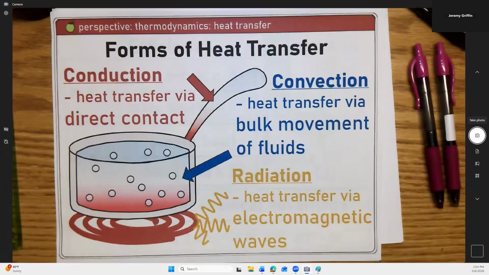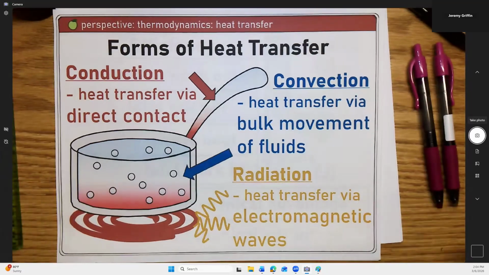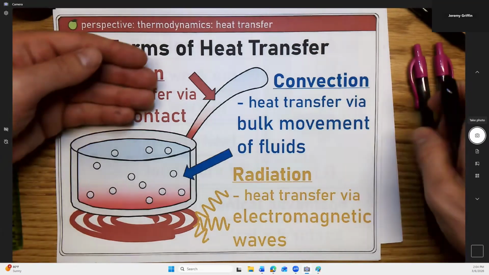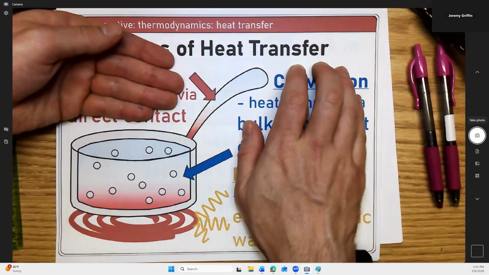All right, let's talk about forms of heat transfer. You guys may have learned these in middle school or elementary school. If I cover these up, what's one form of heat transfer? There's three. What's one of them?